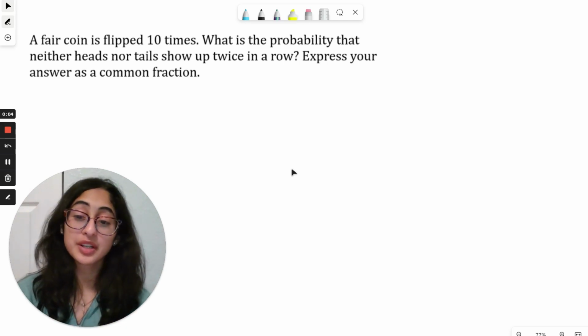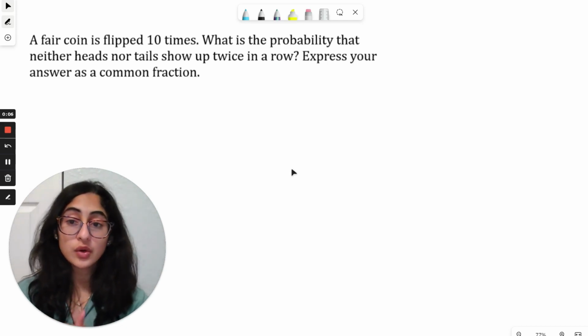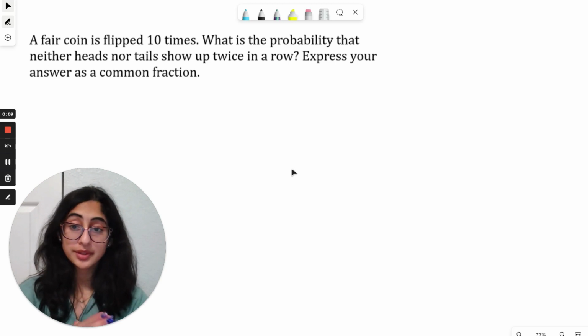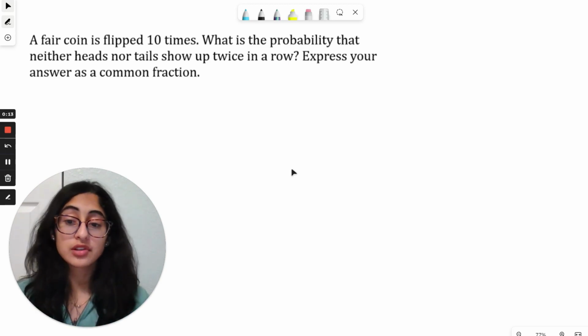Alright, so this is the last sprint question of the week 3 handout, and it says, a fair coin is flipped 10 times. What's the probability that neither heads nor tails shows up twice in a row? And then, express your answer as a common fraction.